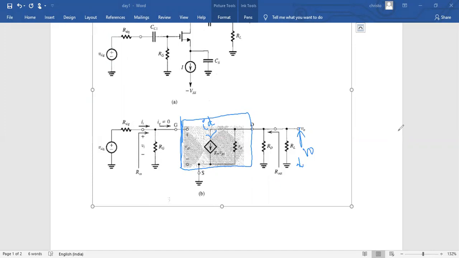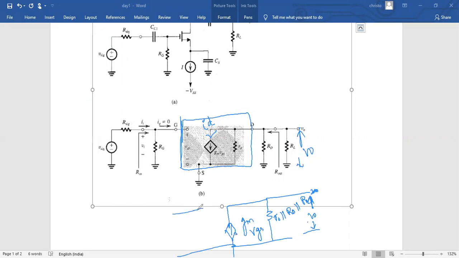So this part, that means the output side part, is one constant current source. Instead of three resistances, we can write only one. This is V naught with respect to that. Instead of three resistances, we can make it R naught parallel with RD parallel with RL. Correct? This is GM into VGS. Correct? This is your input side, VGS. Right?